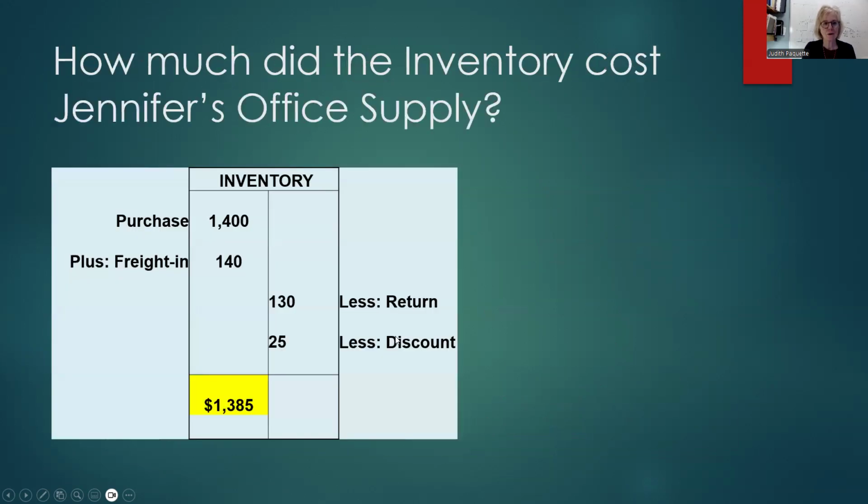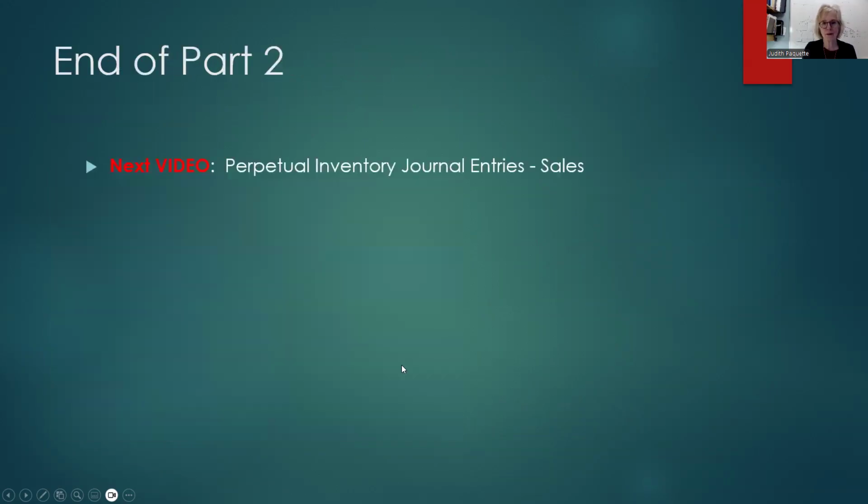Okay. So looking at the balance in our inventory, we had the purchase transaction, the freight in, less the return, less the discount. That inventory cost us $13.85. So that's pretty good. All right. So those are the 4 purchase journal entries.